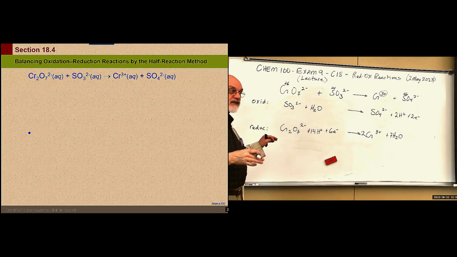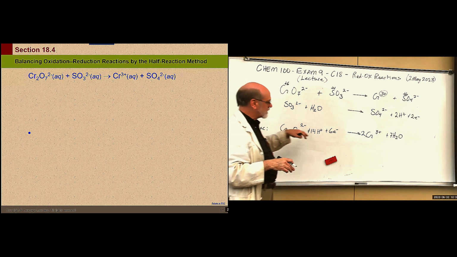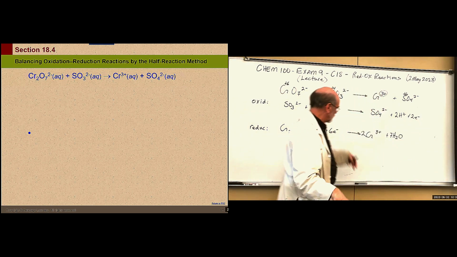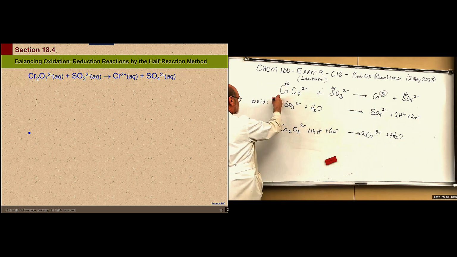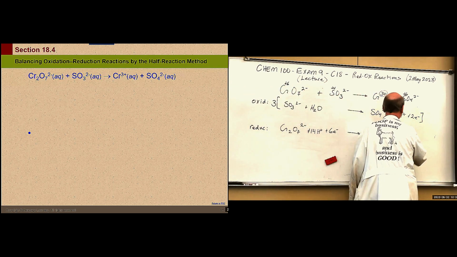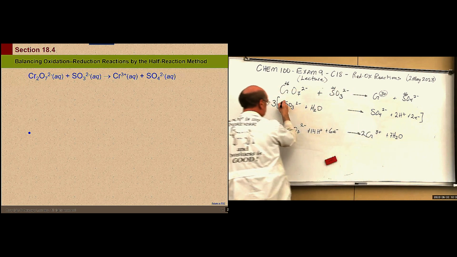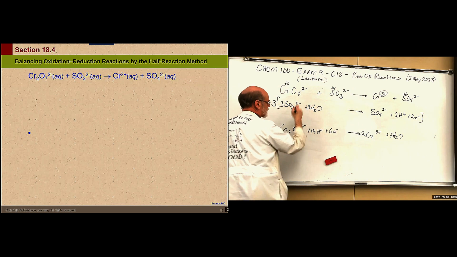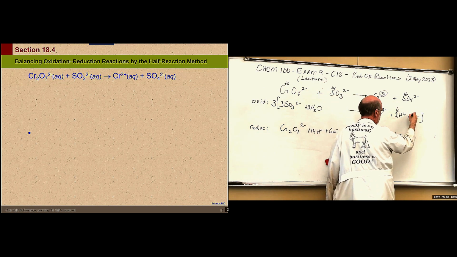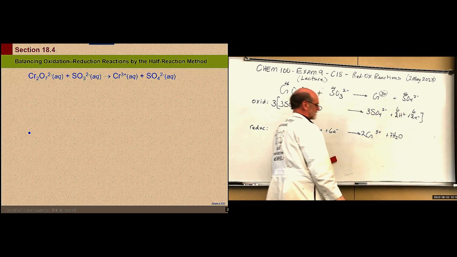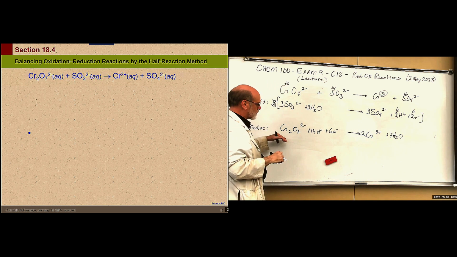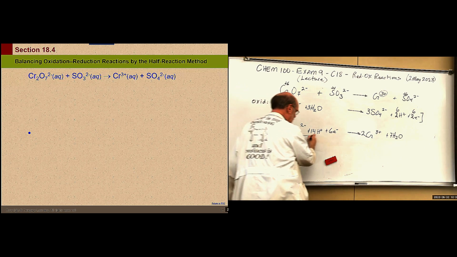Now we reconcile the two for the number of electrons. This has six, that has two. What multiplier will give you six here? Our multiplier is three. So three here, three here. Three times two is six. Three times two is six. So now we have the same number of electrons in this equation and this equation. We can bring them together.